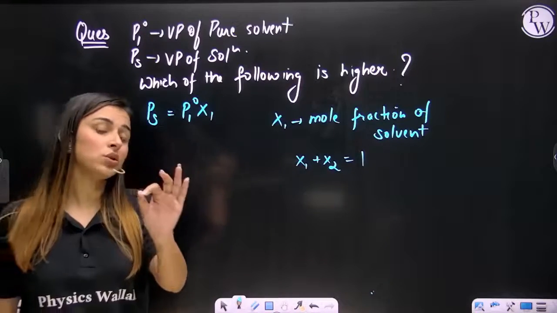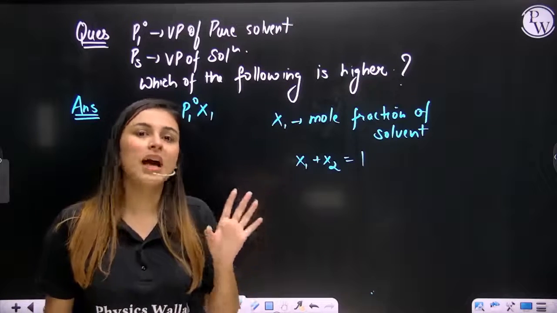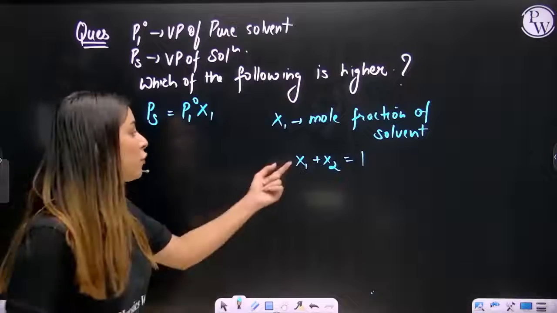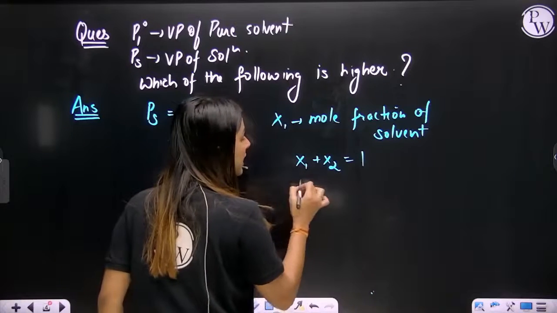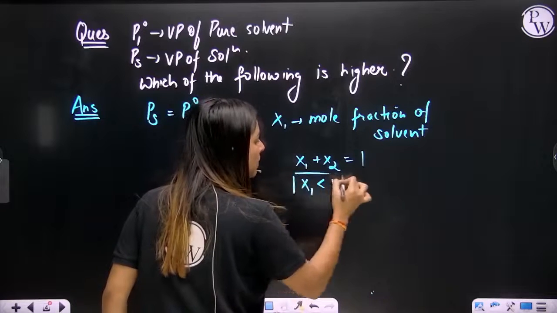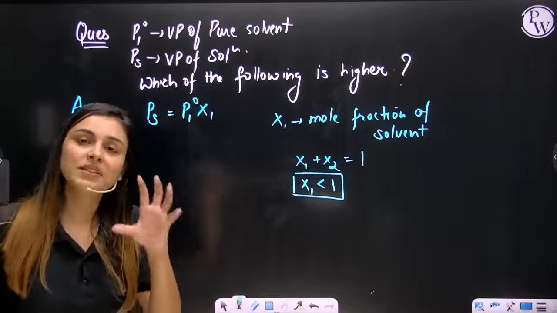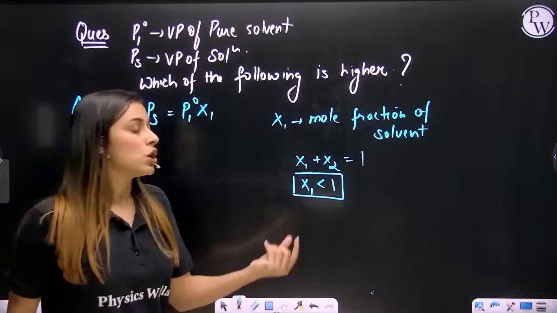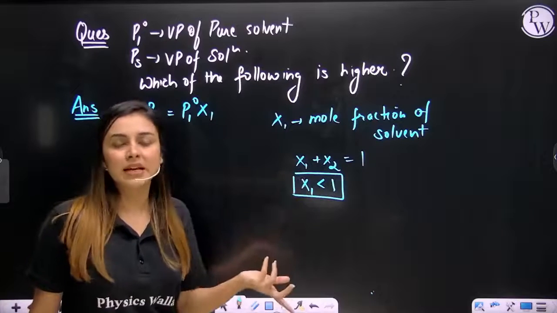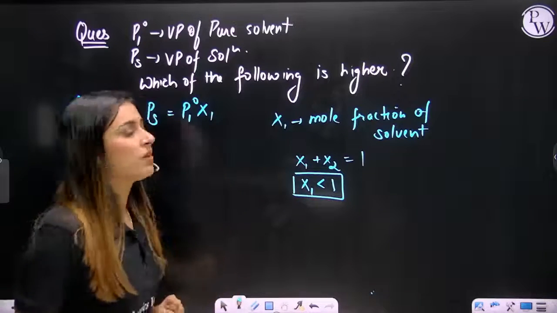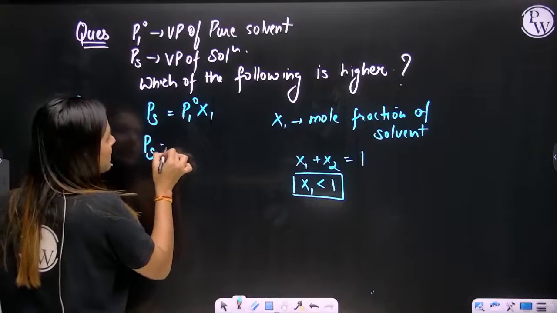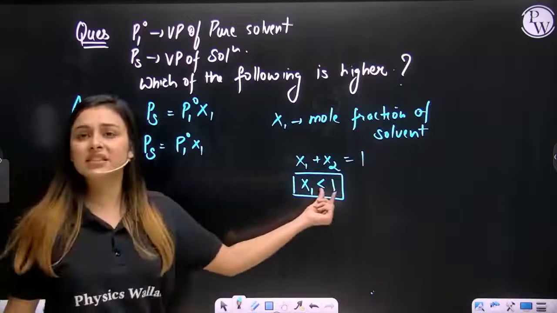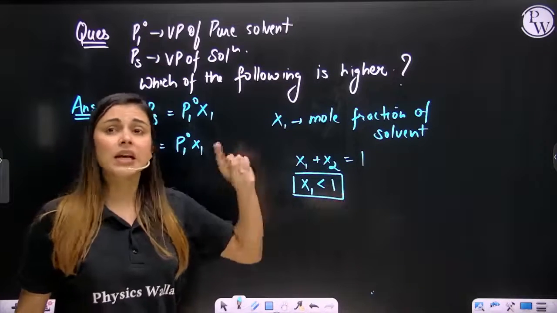Yes. Though your solute is a non-volatile solute, it cannot have any vapor pressure, but it will have some mole fraction. Yes, ma'am. So can I say that from here I can see that X1 will always be less than 1. It cannot be equal to 1, because if it is equal to 1 it means that it is a pure solvent. So always and always X1 is less than 1. Okay. If your X1 value is less, then PS is equal to P1 naught into X1, my dear students. Now imagine X1 is less than 1.